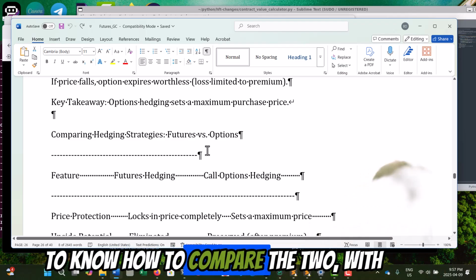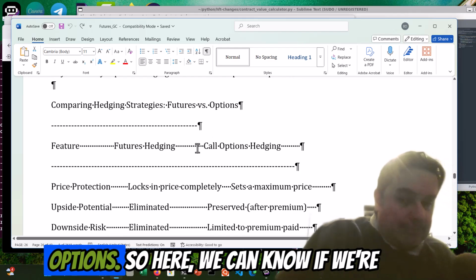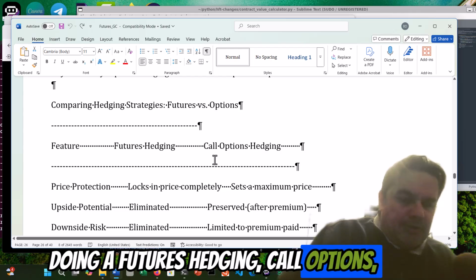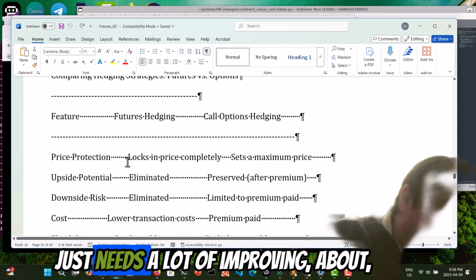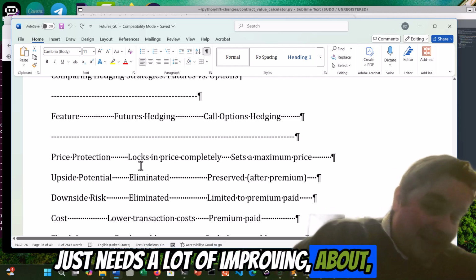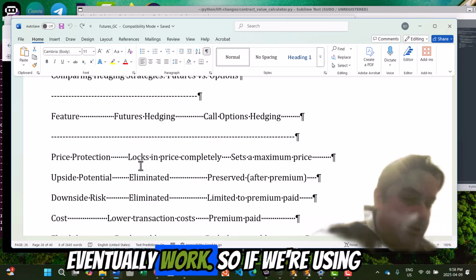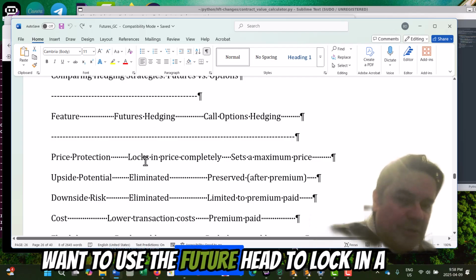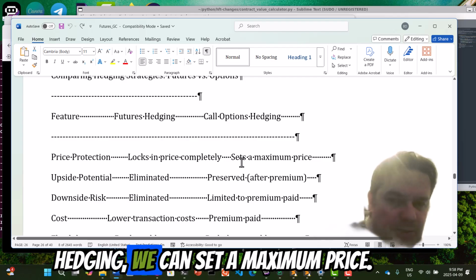So sometimes you want to know how to compare the two, the hedging with futures versus options. So here we can look at futures hedging versus call options. Here's supposed to be a table, but this thing needs a lot of improving, just to give you an idea how this will eventually work. So if we're using something for price protection, we want to use the futures hedge to lock in a price completely. With the call option hedging, we can set a maximum price.